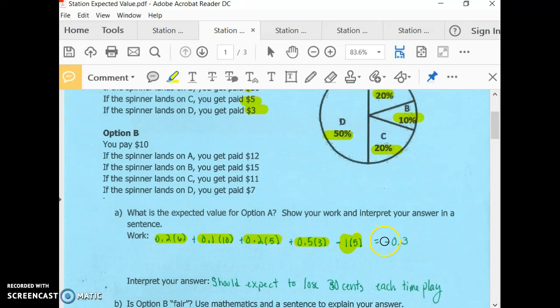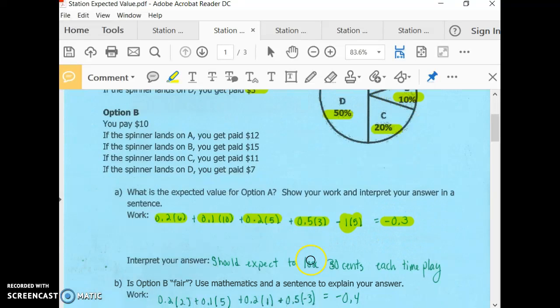When I calculate that, I get a negative 0.3. So you should expect to lose 30 cents each time you play. The game is not fair.